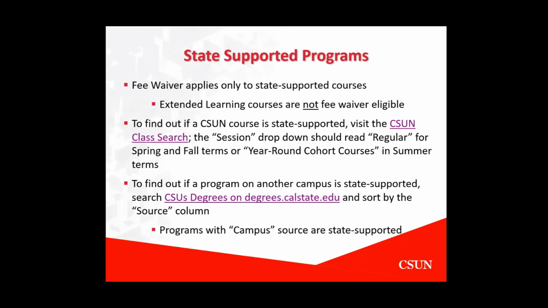To find out if a program on another campus is state-supported, you can go to the CSU degrees website, degrees.calstate.edu, and search the program you are interested in, and anything listed under campus is state-supported. You will know if it's through the extended learning because it will say extension. So again, if you have any questions or concerns about whether the program you're interested in is not state-supported or is through the extended learning, I can happily double check that for you.